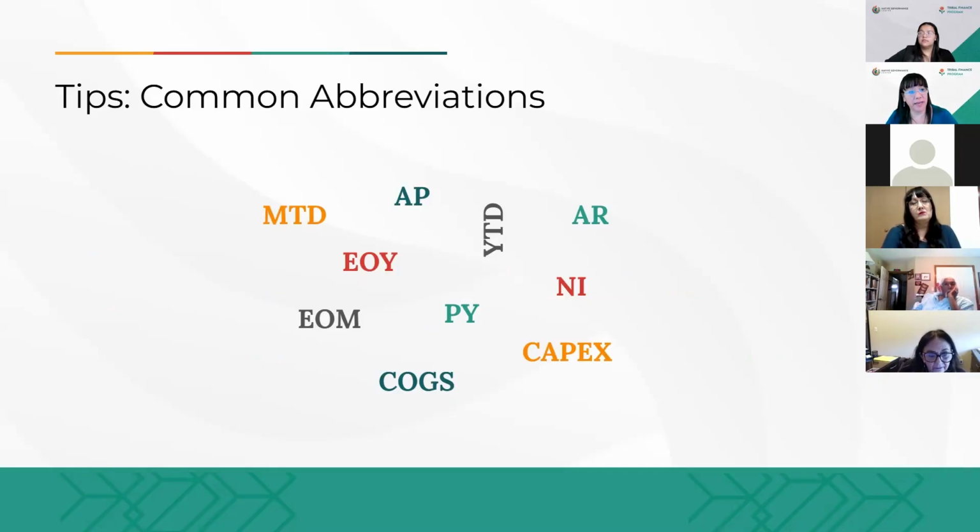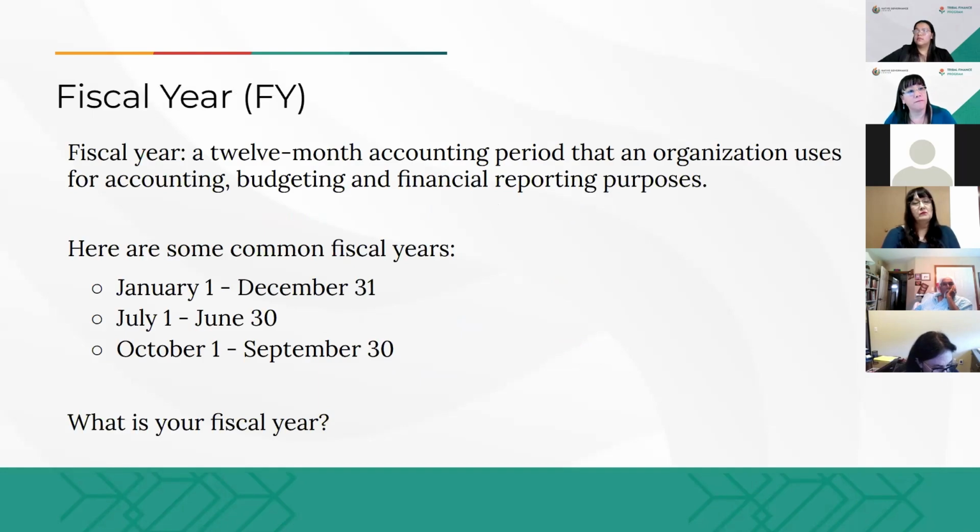We have some common abbreviations. So I have them all just kind of listed in here. They are also included in your workbook. So these are abbreviations that you'll see throughout financial reporting: month to date, accounts payable, accounts receivable, end of year, net income, year to date, prior year, end of month, capital expenditures, and cost of goods sold. So these are all included in your workbook for easy reference. And there is one more on the next screen for fiscal year.